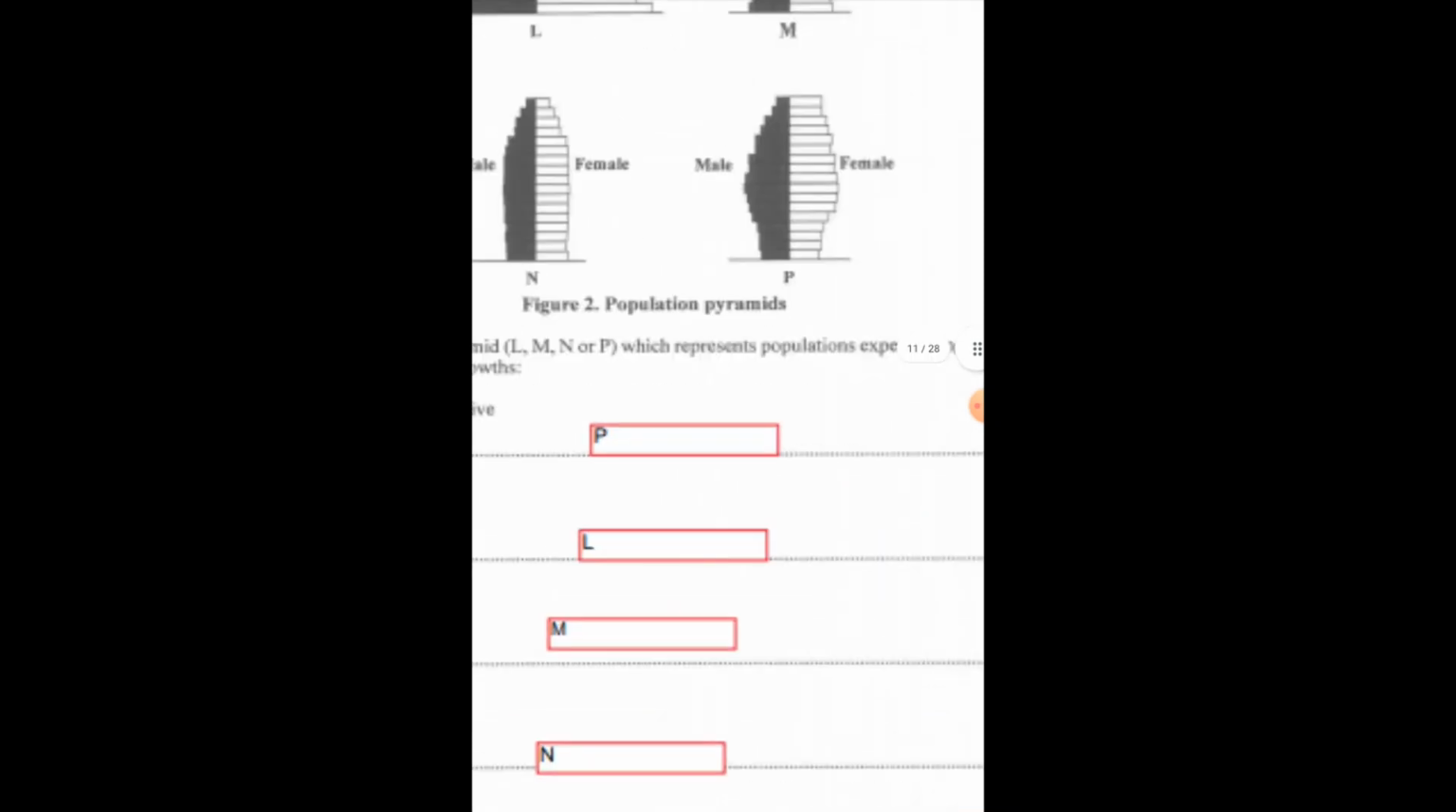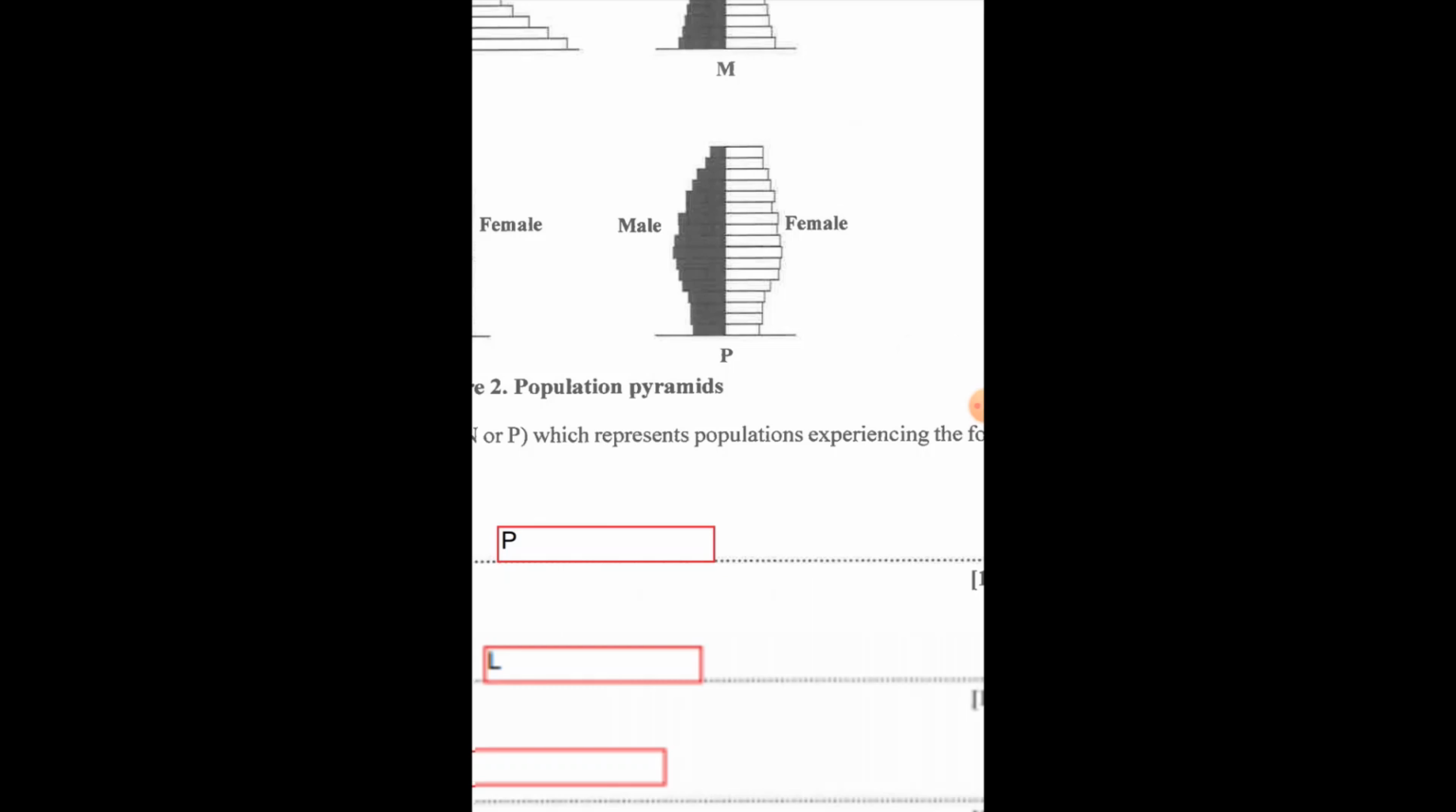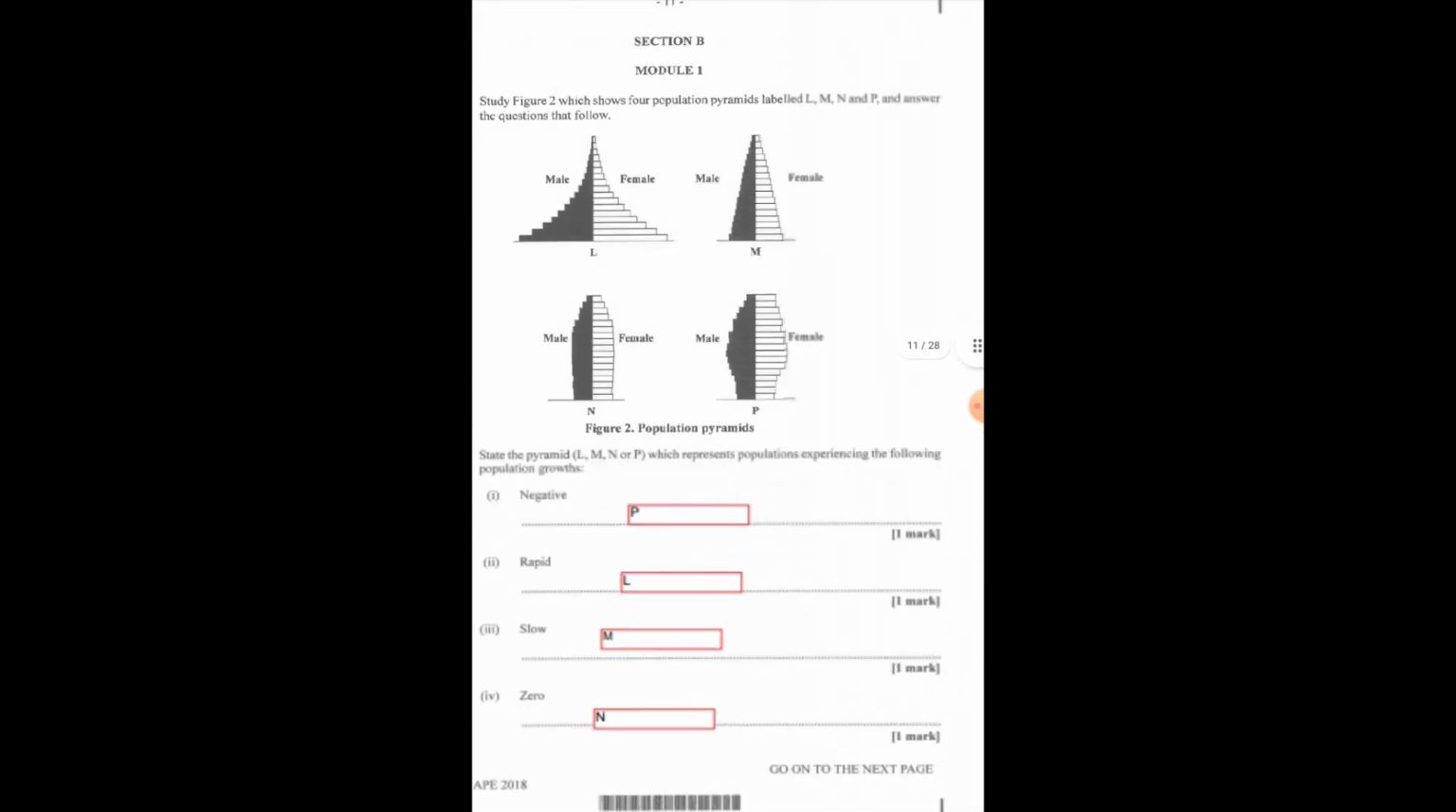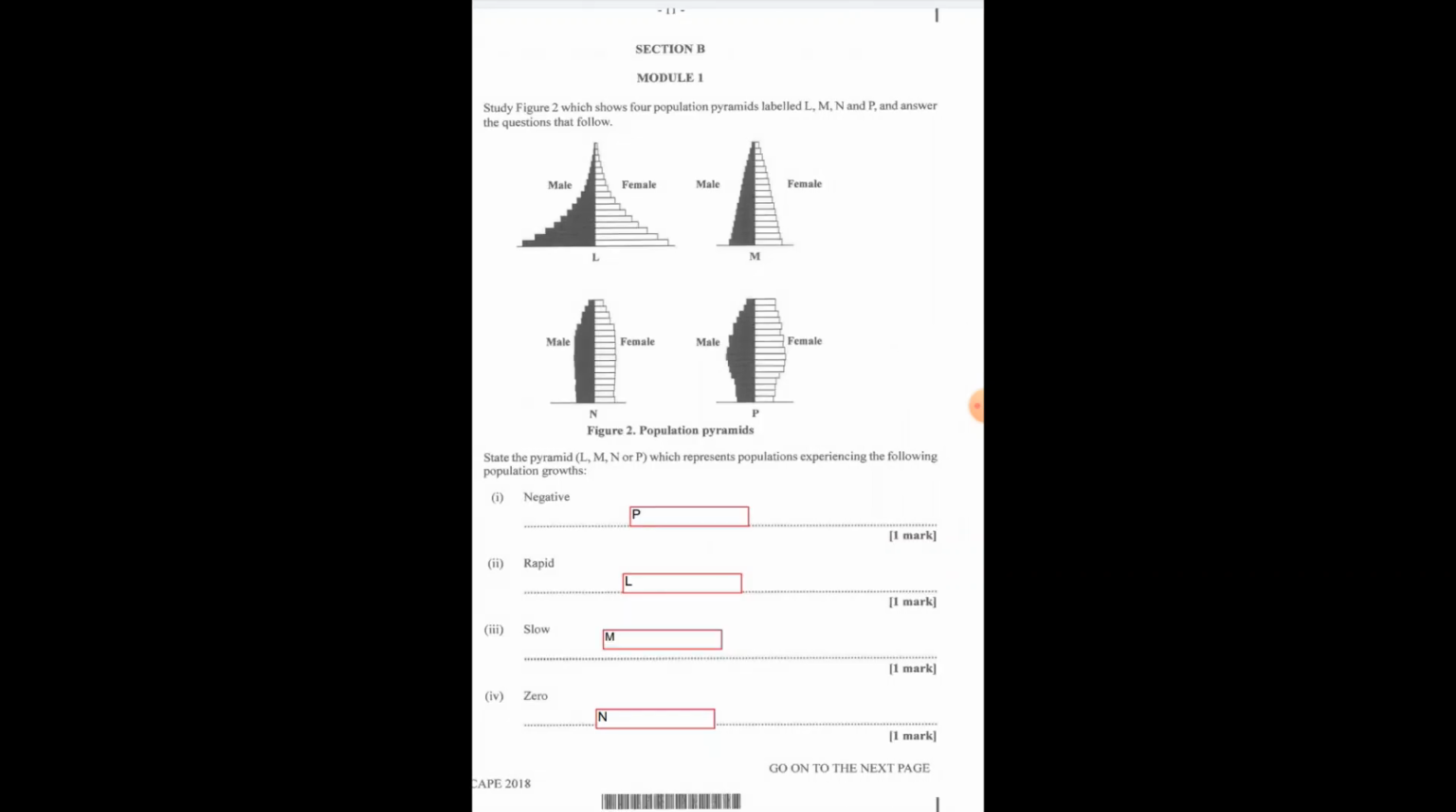Now the negative one is P. Now it is negative because the birth rate keeps getting smaller. So let's zoom in a bit. Good. So it is negative because the birth rate of this country is getting smaller. So the birth rate is getting smaller while the death rate is getting higher because you have more deaths than births. So we call this a negative population pyramid, meaning there is a negative growth, right?